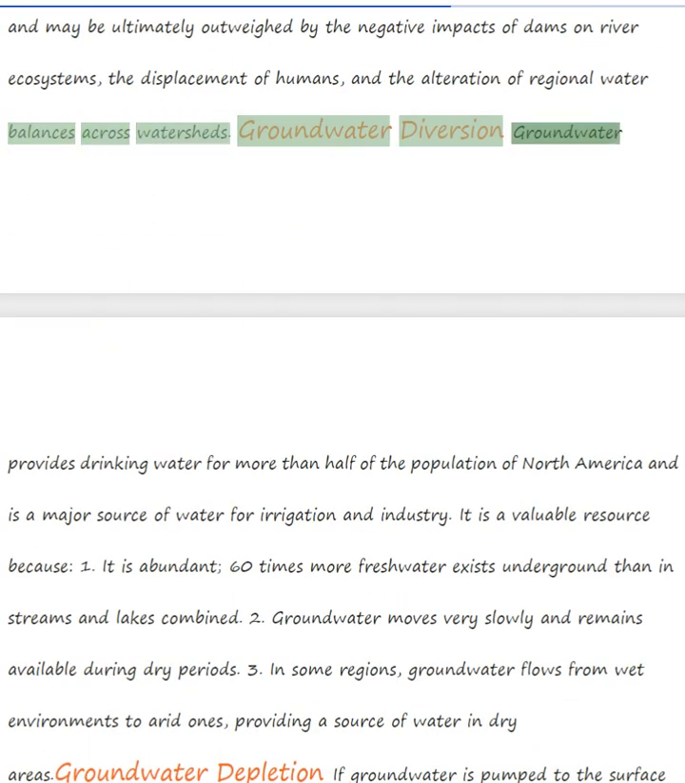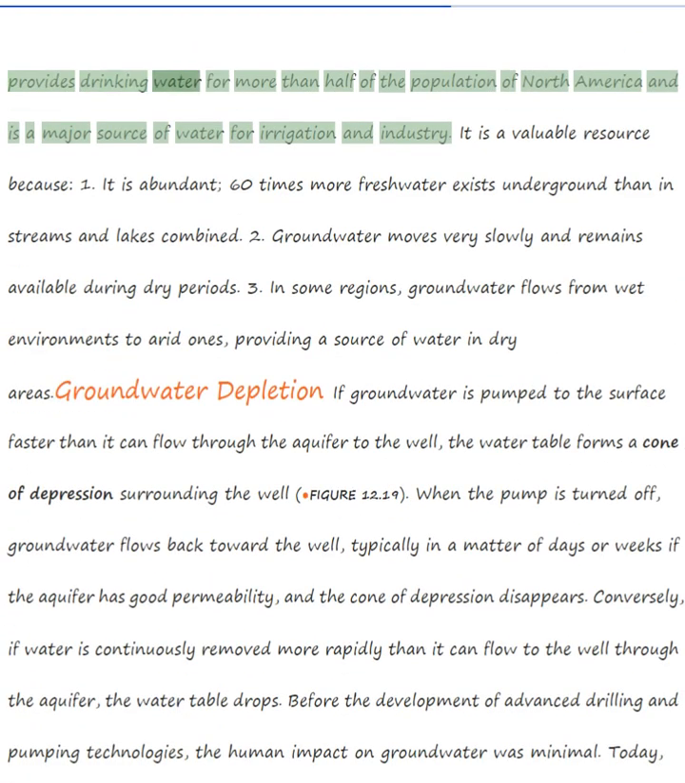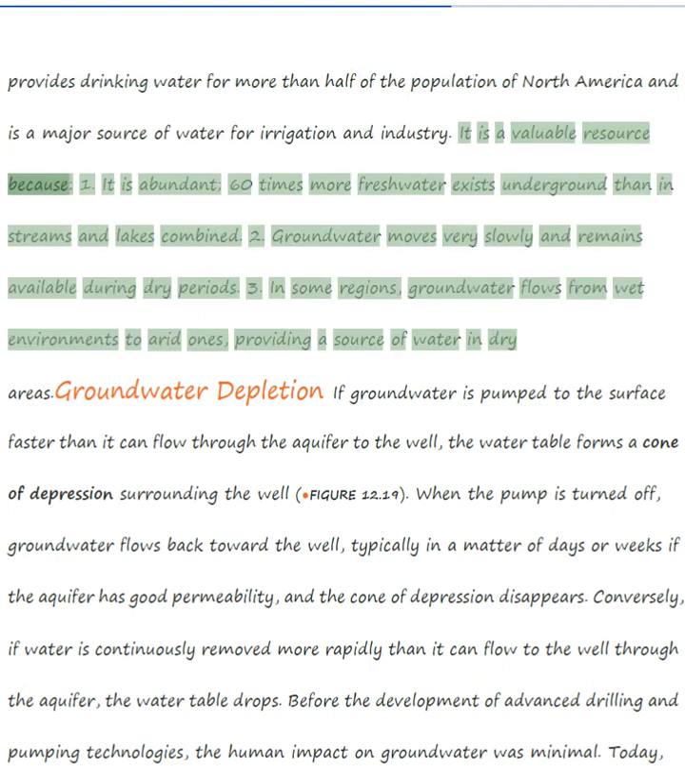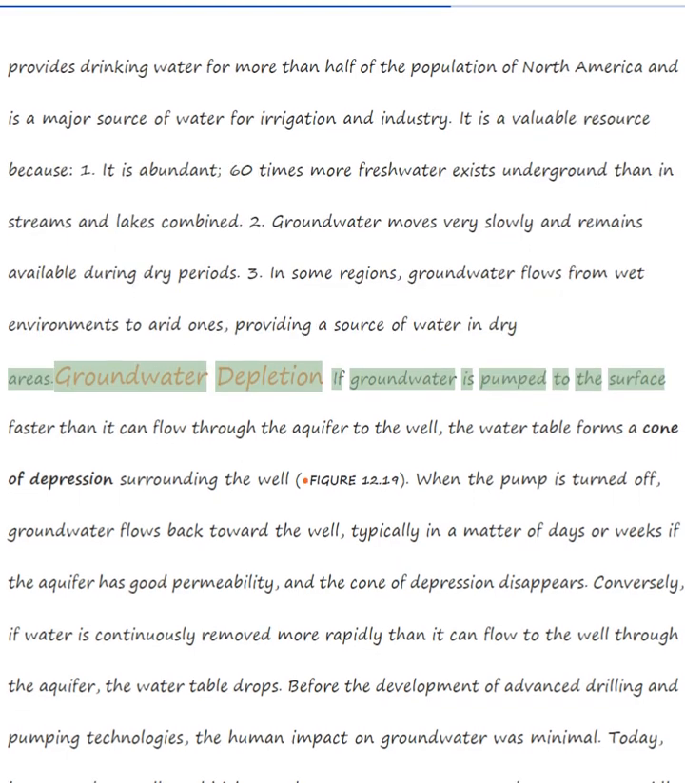Groundwater diversion. Groundwater provides drinking water for more than half of the population of North America and is a major source of water for irrigation and industry. It is a valuable resource because, 1. It is abundant, 60 times more freshwater exists underground than in streams and lakes combined. 2. Groundwater moves very slowly and remains available during dry periods. 3. In some regions, groundwater flows from wet environments to arid ones, providing a source of water in dry areas.